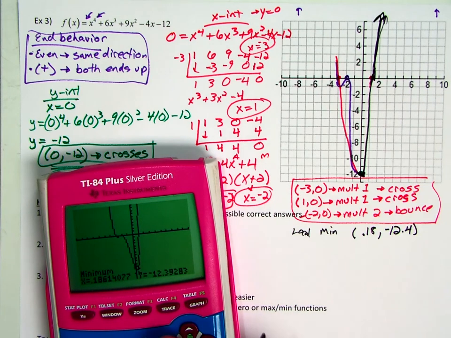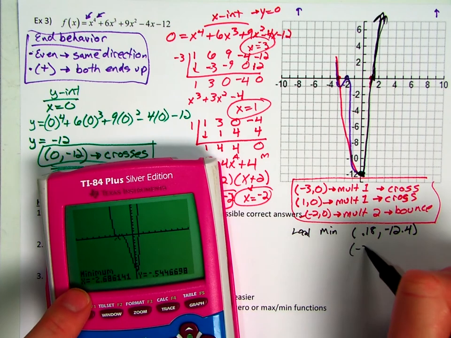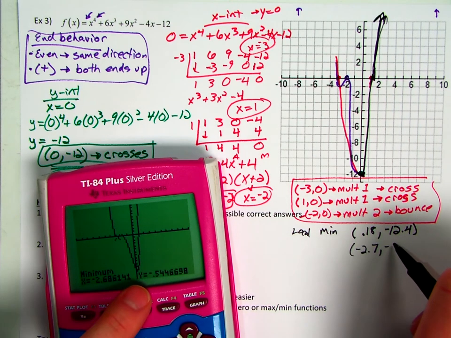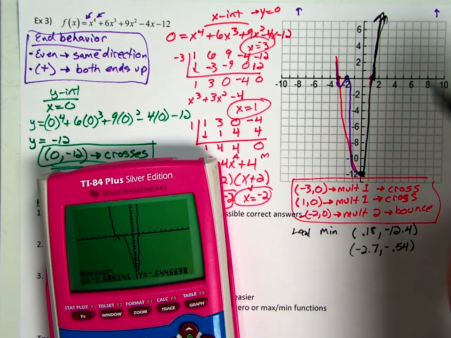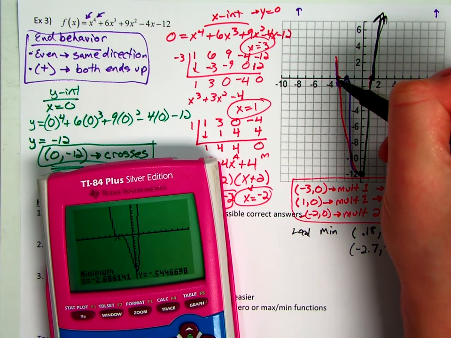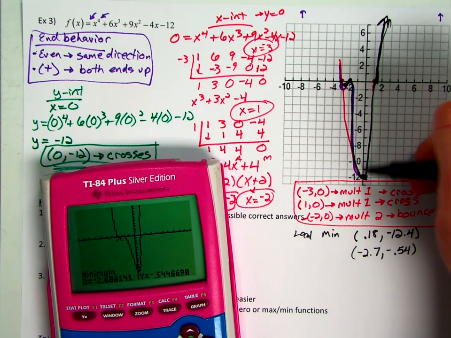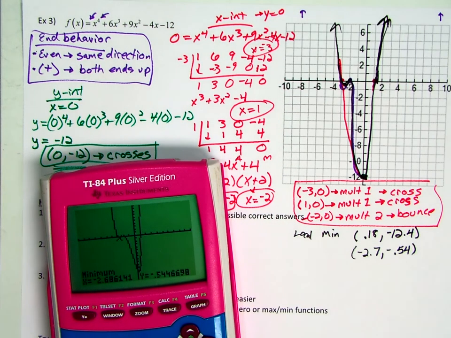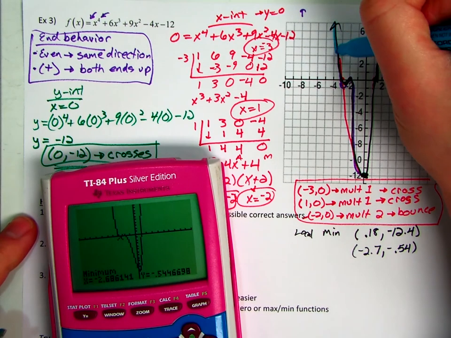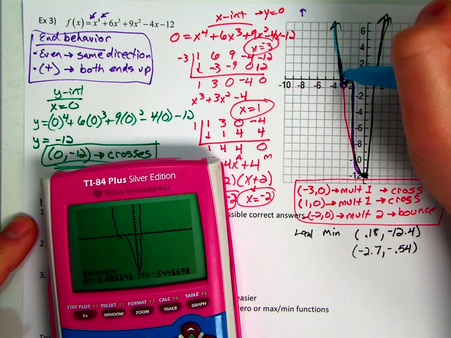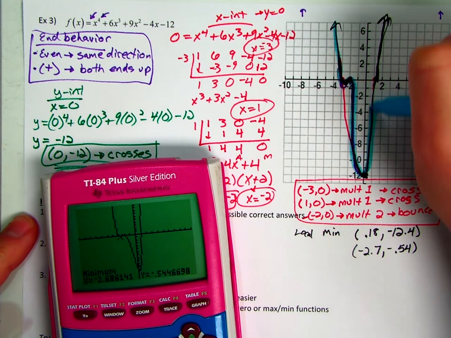Then we have to find this minimum, so we're going to calculate the minimum again. But we're going to go and say, okay, so this is the minimum. Go to the left. Go to the right. So that one was at negative 2.7, negative 0.54. So negative 2.7, 5.4 is here. So in the end, my graph looks more like this. So we come all the way here, we cross, we go to this point and go over, go back down and up.